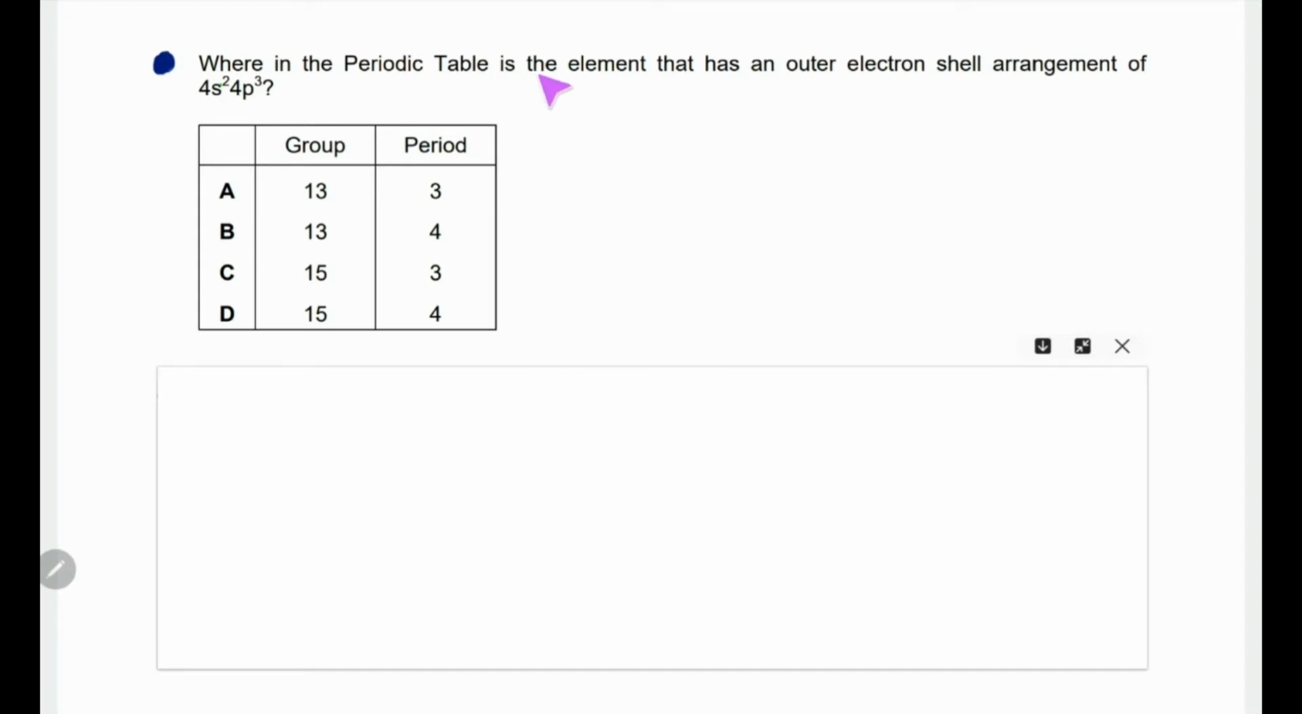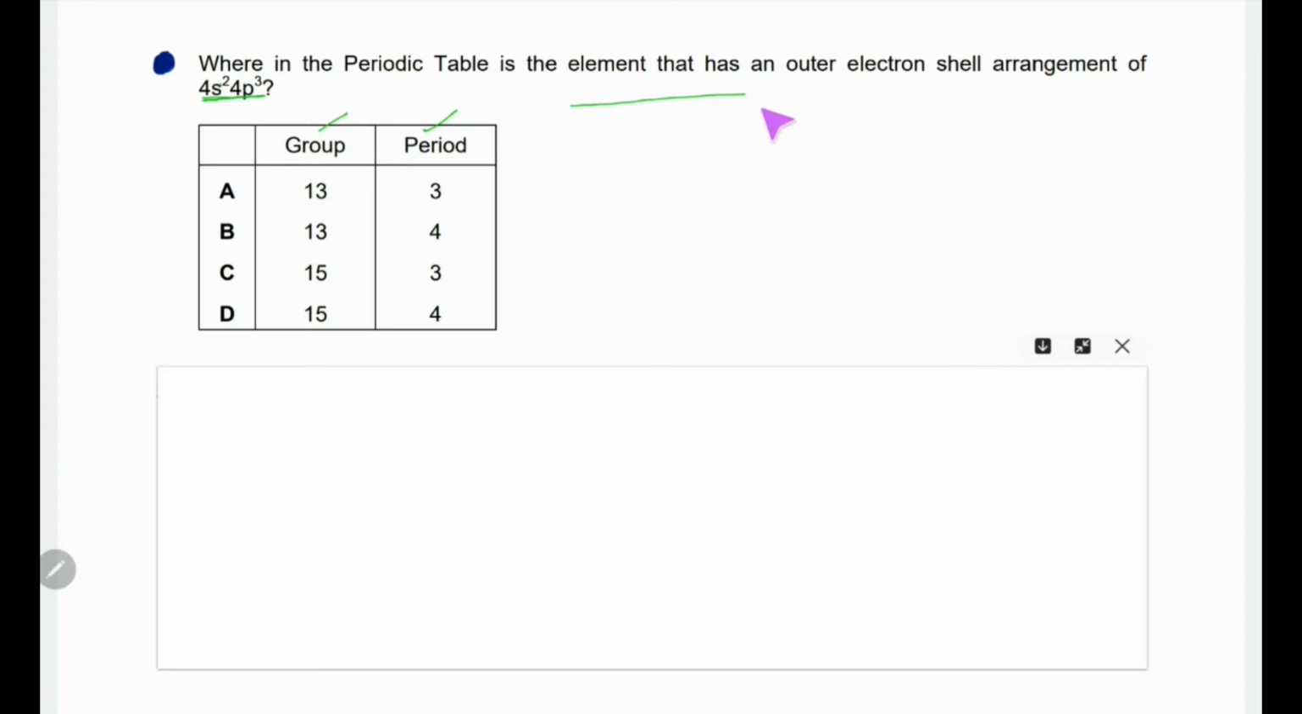Where in the periodic table is the element that has an outer electron shell arrangement of 4s2 4p3? We are given the valence electron configuration of that element, and we are asked to find its group in the periodic table as well as its period. First of all, period. The highest principal quantum number in the electronic configuration will give us the period of the element in the periodic table.